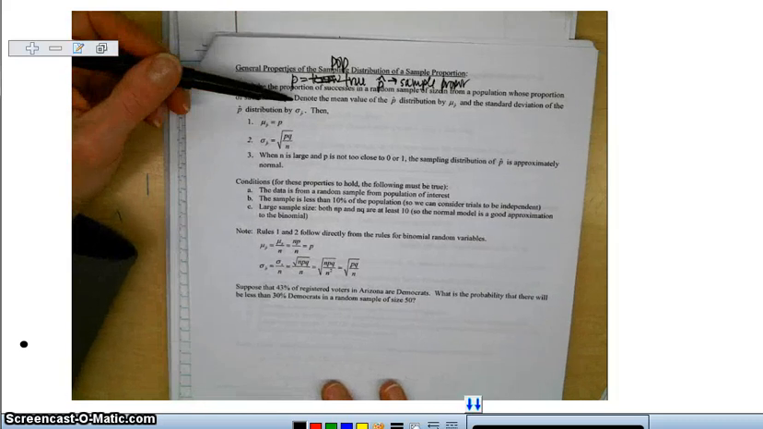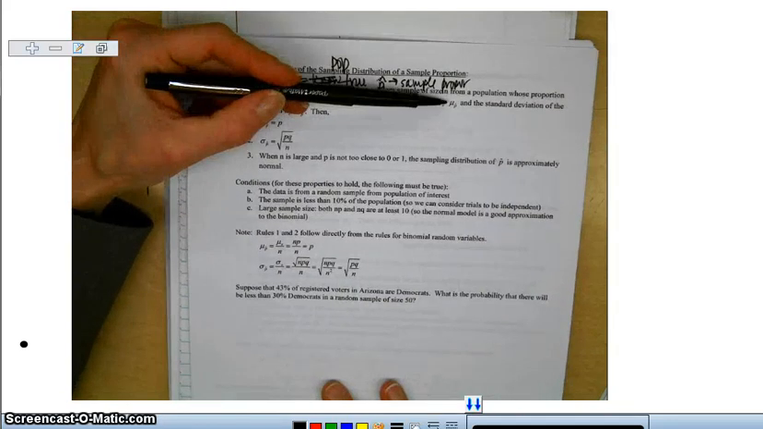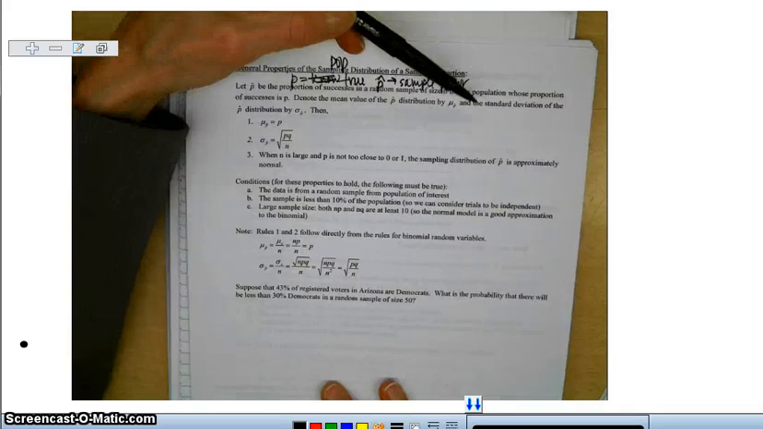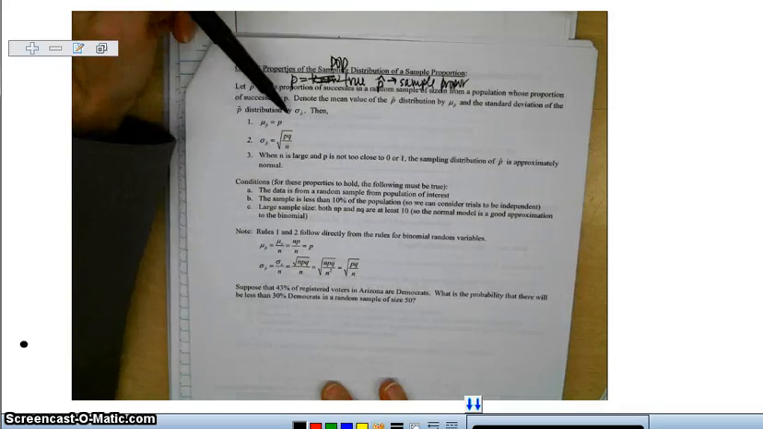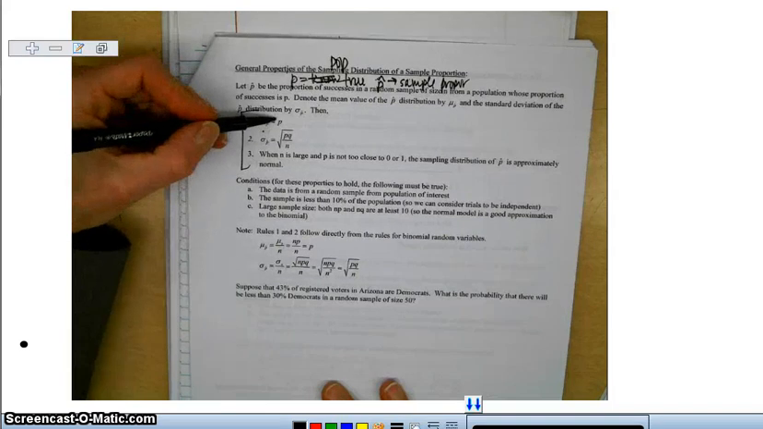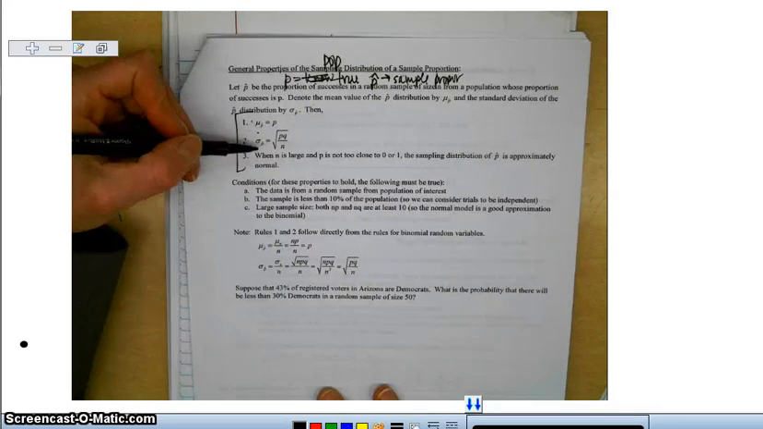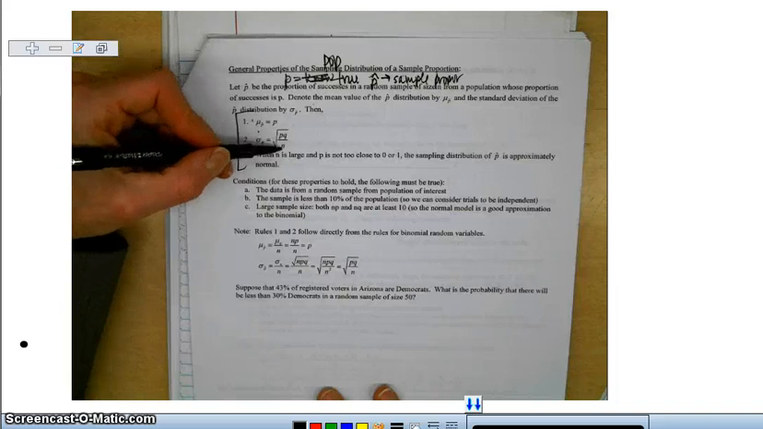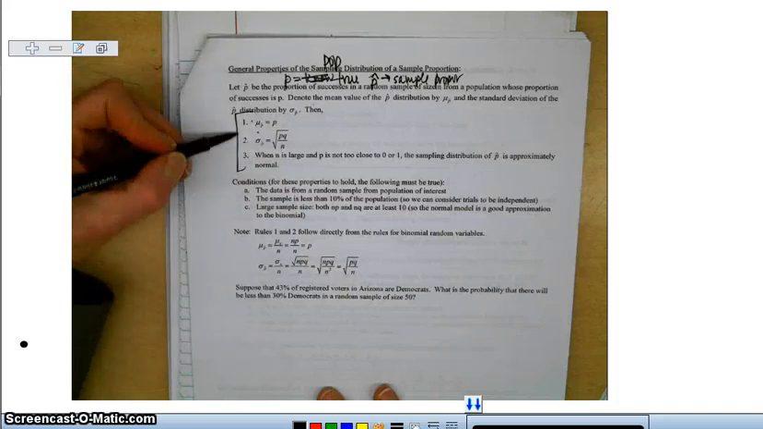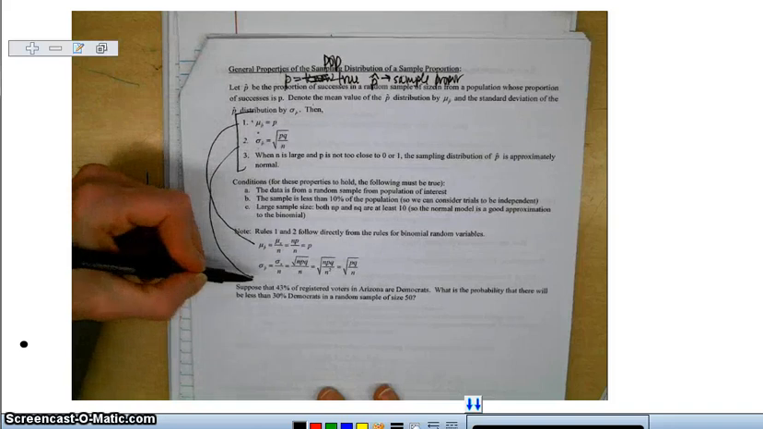Denote the mean value of p hat by the mean of p hat, and the standard deviation of p hat by sigma p hat. Then the mean of p hat is just p, whatever the true proportion is, and the standard deviation of p hat is the square root of pq over n. The proof of both of these is down here at the bottom, and we really did these when we just did the last problem.